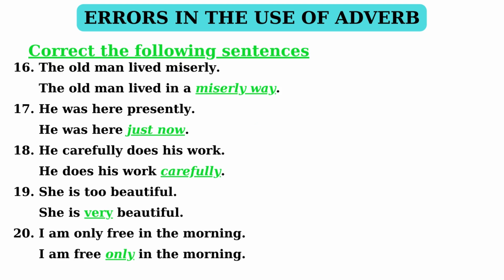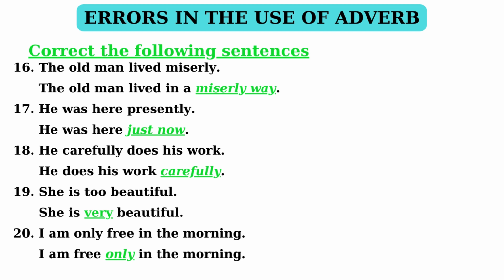Let's see the next sentence. The old man lived miserly. In this sentence, let's add a new word. The correct sentence is the old man lived in a miserly way. Sounds good, right? And gives a clear meaning. Next sentence, he was here presently. No, doesn't sound nice. The correct sentence will be he was here just now. Replace presently with just now.